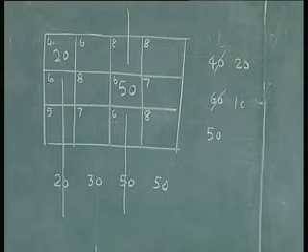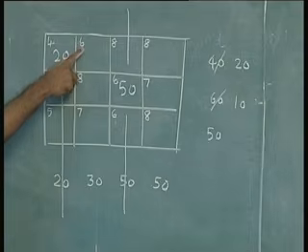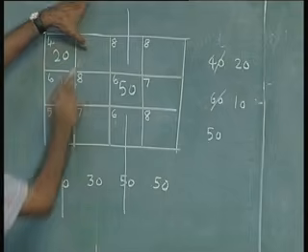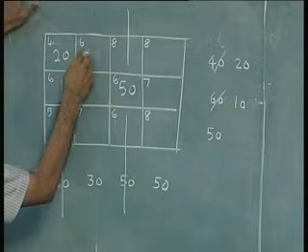Now once again look at the minimum cost. Minimum cost is unique, it is at this 6. Now as far as this 6 is concerned, there is a supply of 20, there is a requirement of 30.